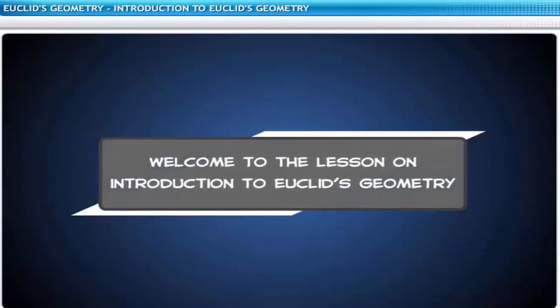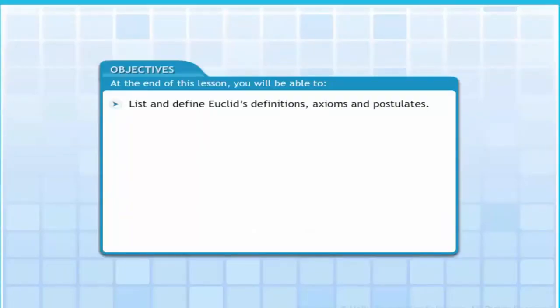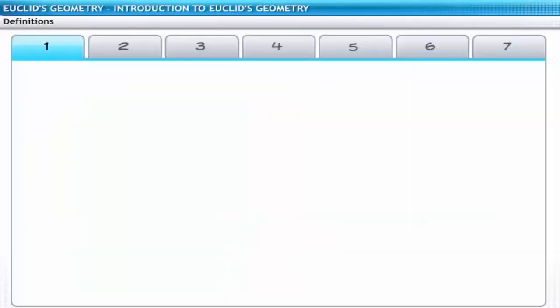Welcome to the lesson on Introduction to Euclid's Geometry. At the end of this lesson, you will be able to list and define Euclid's definitions, axioms, and postulates. Euclid began his treatise by defining the concept of a point.